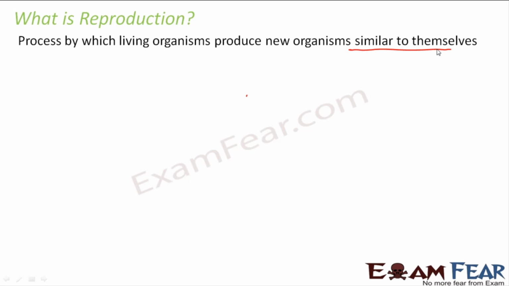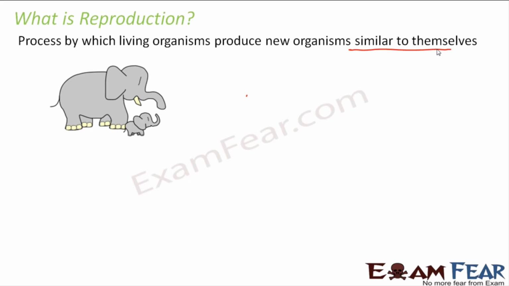Let's look at some examples. Have you ever noticed that the baby elephant resembles the elephant? Even if not exactly, by looking at the baby elephant you can say that an elephant has given birth to this baby. The baby of an elephant will not look like a lion. Why is that? Because in this process of reproduction, organisms produce new organisms similar to themselves.